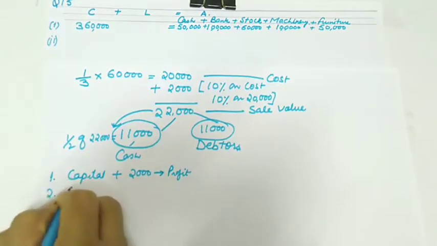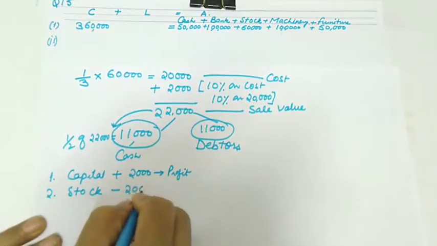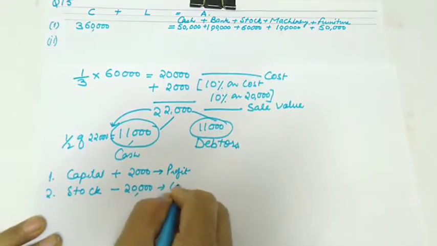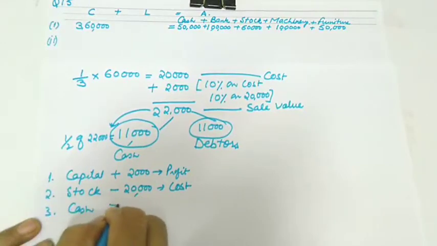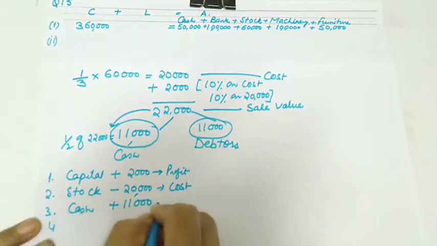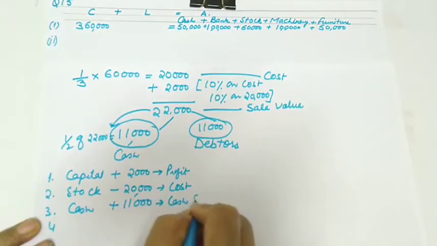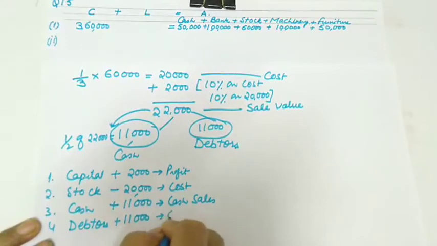Second, in stock you will be deducting 20,000. This is the cost of goods sold. Thirdly, in cash you will be adding 11,000, which you are receiving in cash. This is our cash sale, and there is a credit sale of 11,000. A new item, debtor, will be created because this is your credit sale.